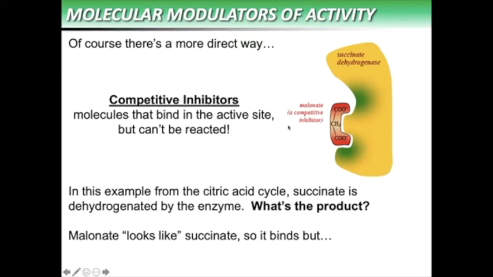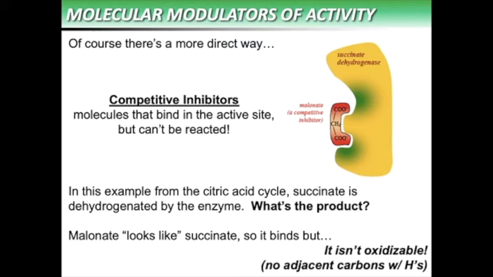And so malonate here acts as a competitive inhibitor. It blocks the site, it doesn't react, and it prevents succinate from bonding in there and doing what it's supposed to. Not oxidizable, no adjacent carbons with H's, and therefore nothing interesting happening besides knocking down the rate of the reaction that we want to have happen here.